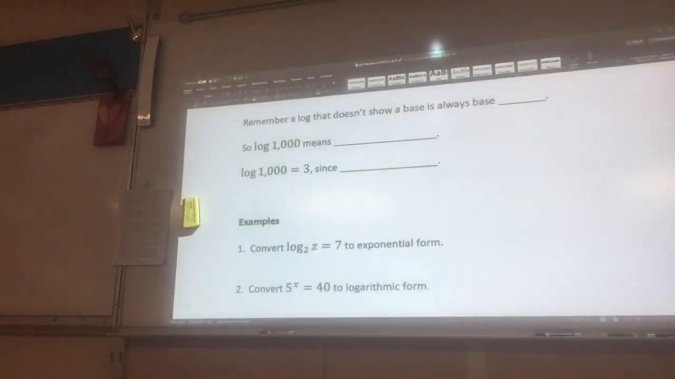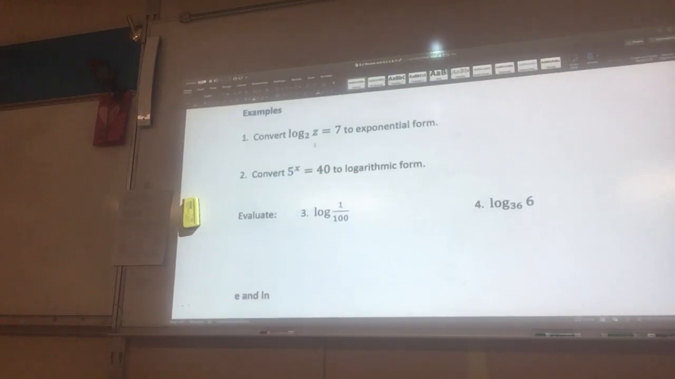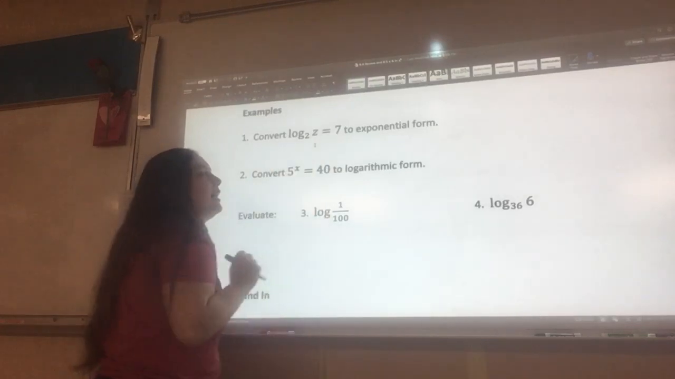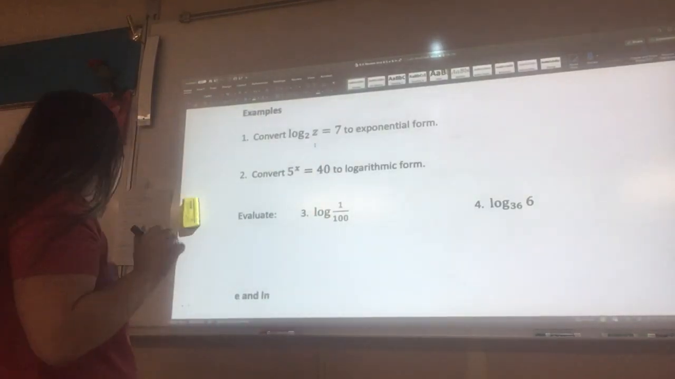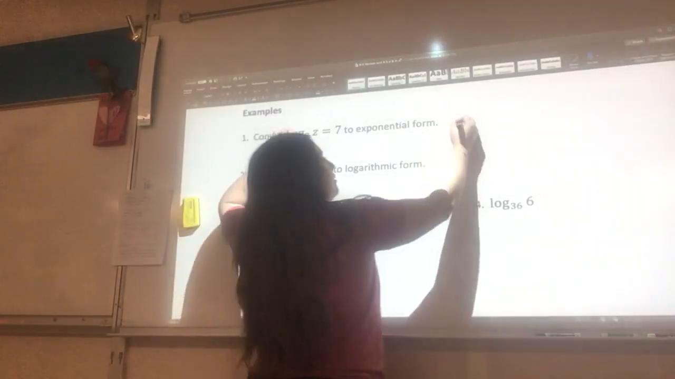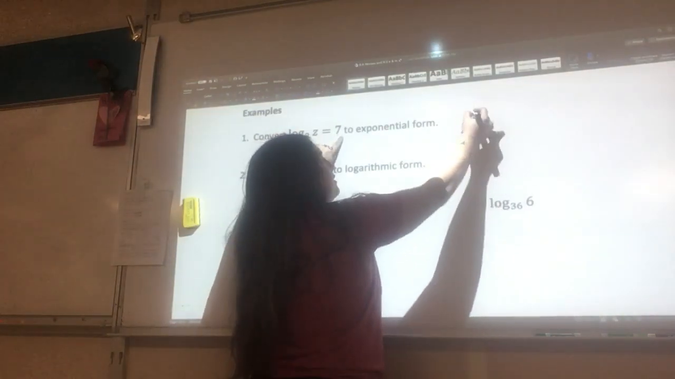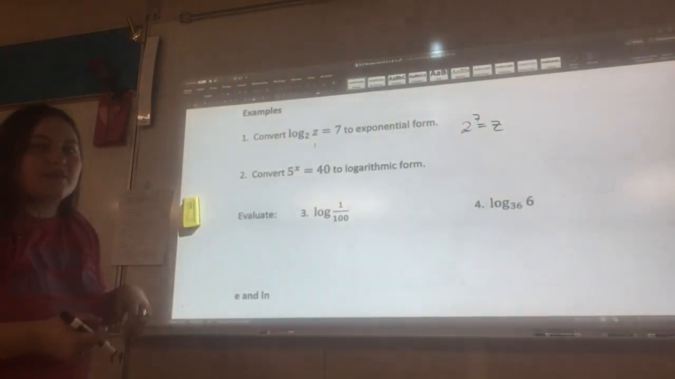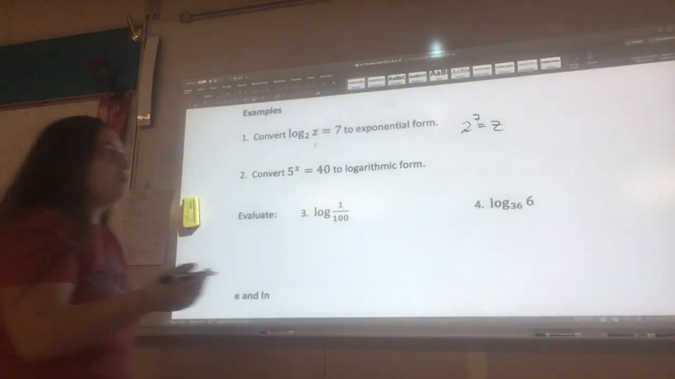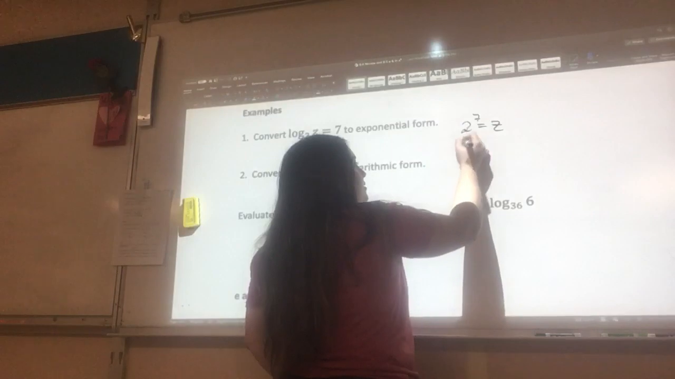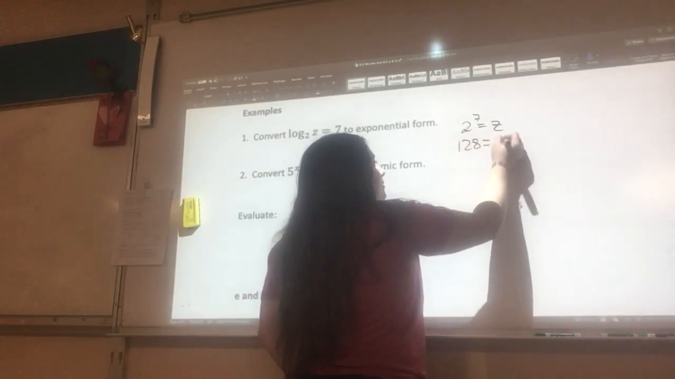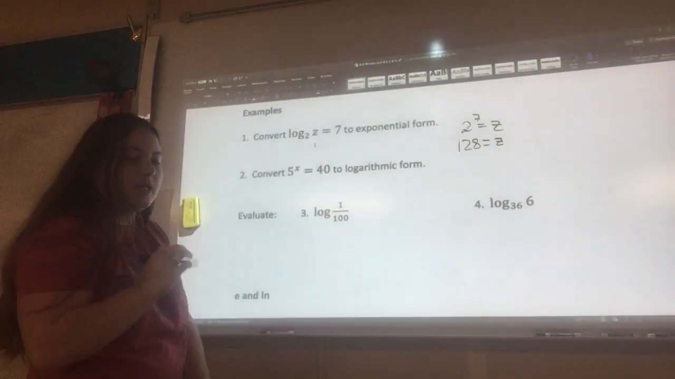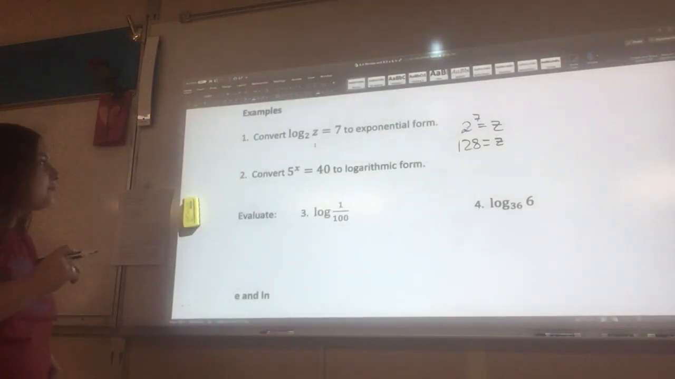Our first example says we need to convert log base 2 of z equal to 7 to exponential form. To do that, we take our base, 2, exponent of 7, and it is going to equal z. So that says 2 to the 7th equals z, which also means if you know what 2 to the 7th is, which is 128, you have solved for z. You don't necessarily have to do that every time, but if you know how to simplify exponentials, go for it.